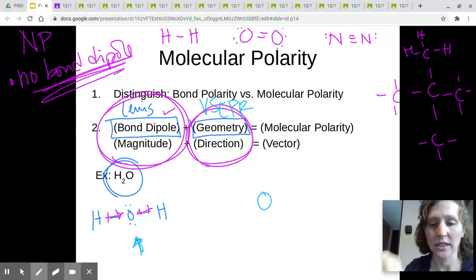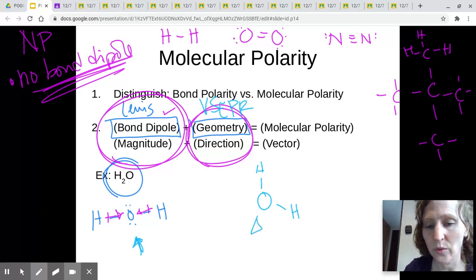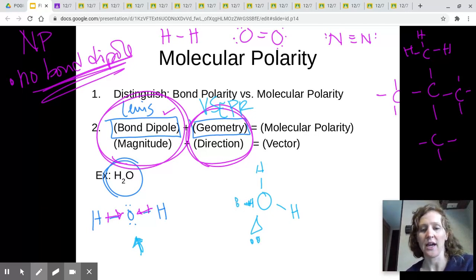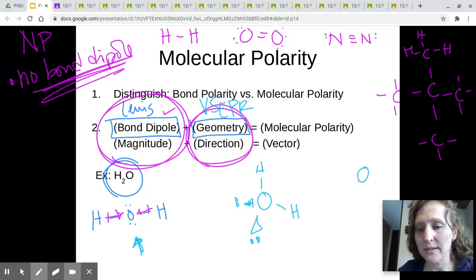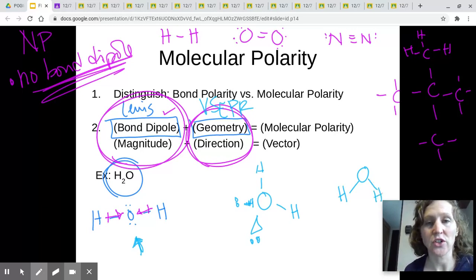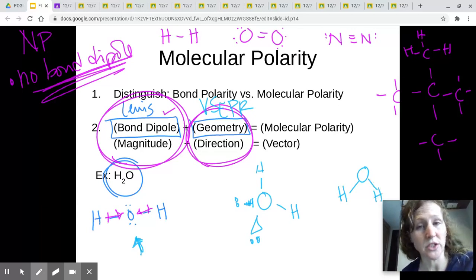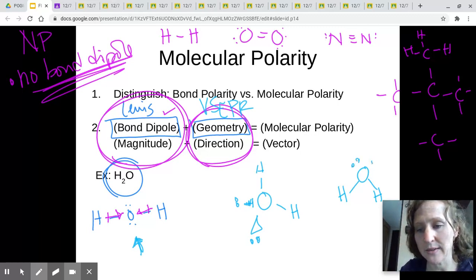You can think of it as a true tetrahedral where 2 of the things are taken up by lone pairs. Or you can think of water as a bent molecule. If you remember, anytime you have a tetrahedral arrangement that has 2 bonding pairs and 2 non-bonding pairs, you're going to have a bent molecule. So oxygen's bent, right? Either way you look at it, oxygen's bent.